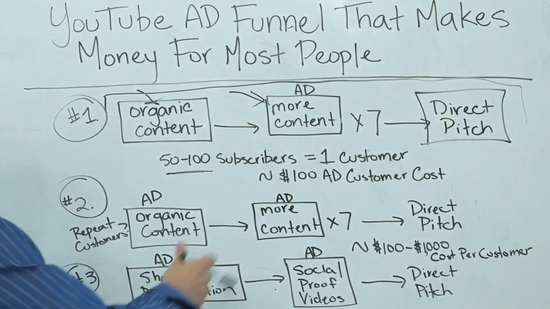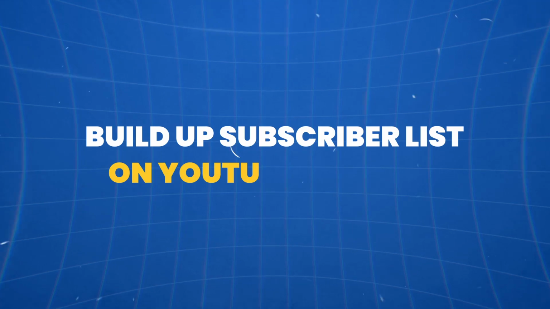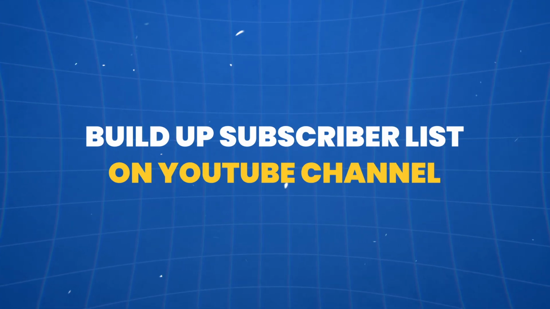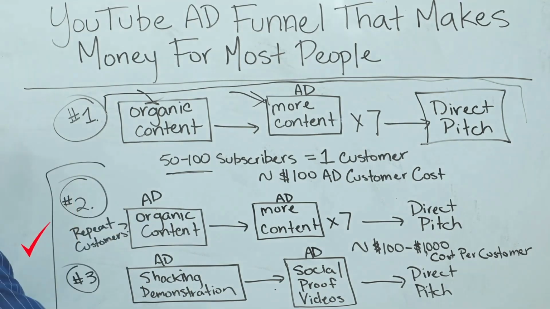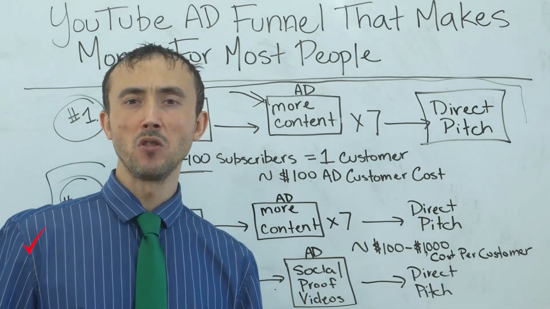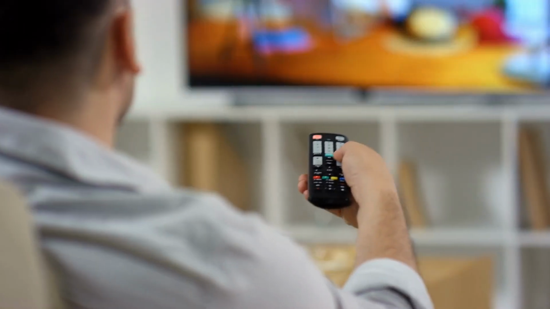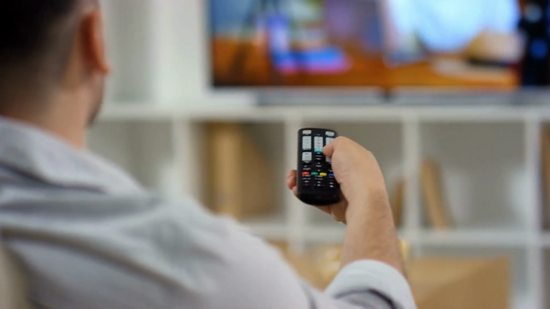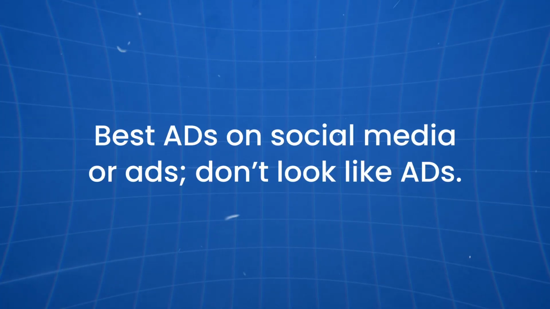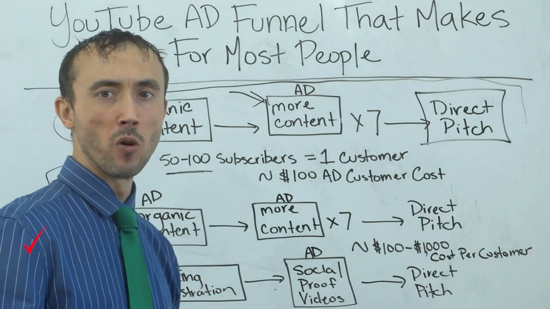Okay, now if you could pay up to $100 to get a customer, then you don't even have to build up a subscriber list on your YouTube channel first. You can instead go with one of these 2 other funnel types. The first one is this: most people don't make money from YouTube ads because they think all they need is basically a TV commercial, or what looks like a regular TV commercial, and people ignore ads. The best ads on social media are ads that don't look like ads. The more it doesn't look like an ad, the better it works.